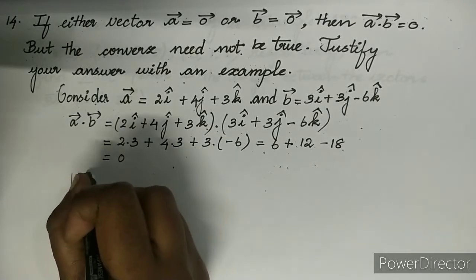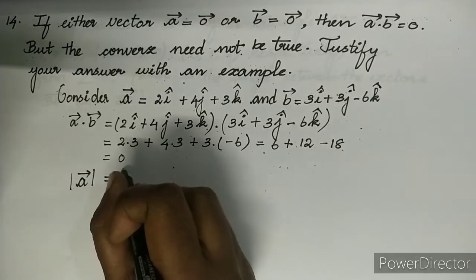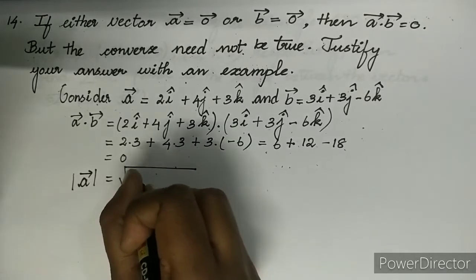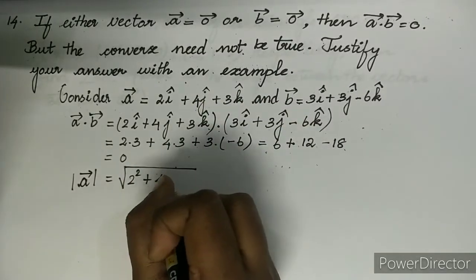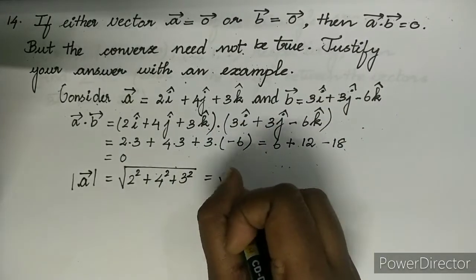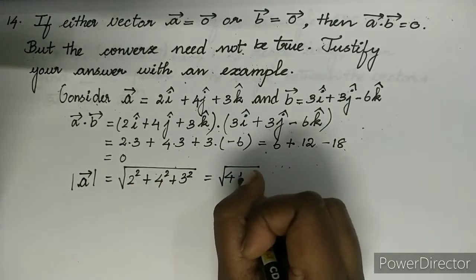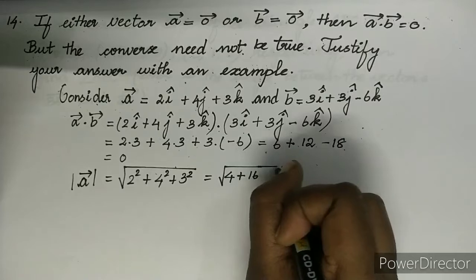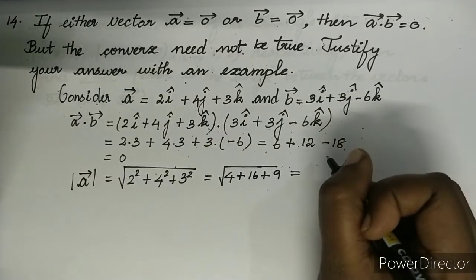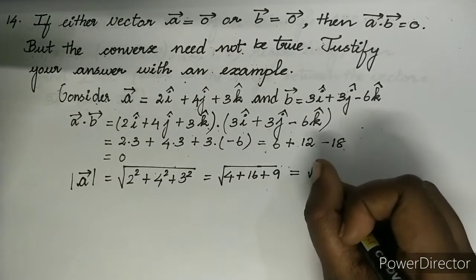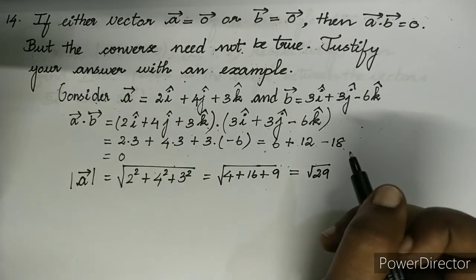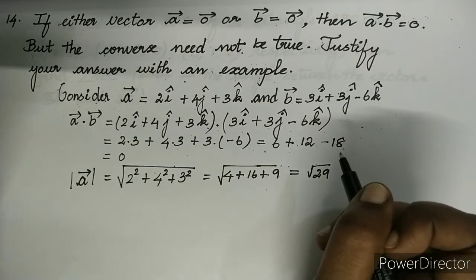Magnitude of A vector is equal to root of sum of squares of the scalar components of A vector, that is 2 square plus 4 square plus 3 square, which is equal to root of 2 square 4, 4 square 16, and 3 square is 9. 4 plus 16 is 20, and 20 plus 9 is 29. So root 29 we got for magnitude of A vector, which is not equal to 0. So our A vector will be not equal to 0.